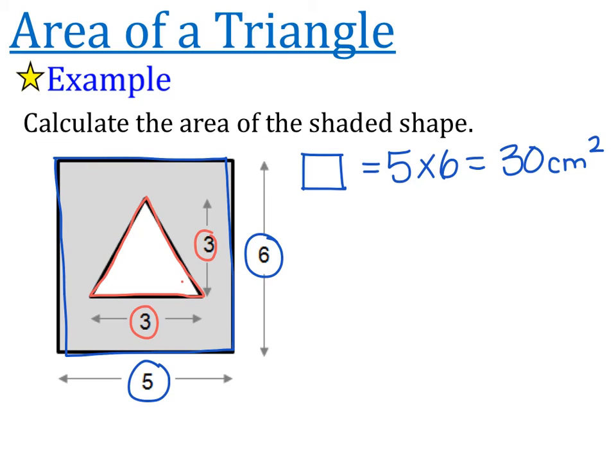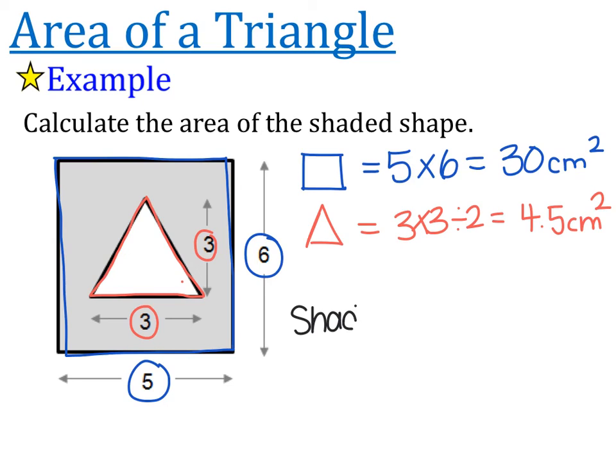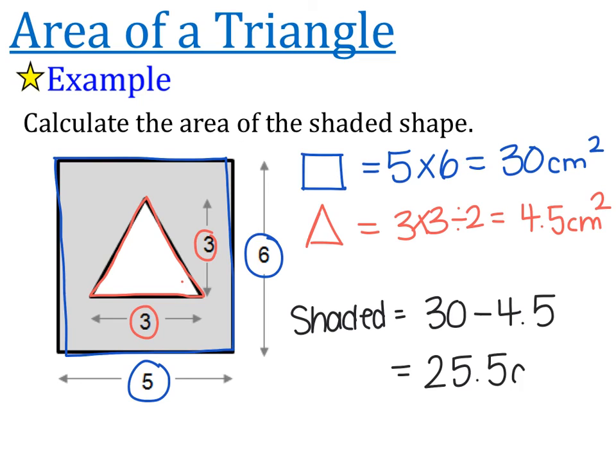And then we've got the triangle. So we've got base times height divided by 2. 3 times 3 is 9. Half of 9 is 4.5. So what we're going to do now is we're going to go ahead and subtract them. So the shaded part is actually 30 minus 4.5. And that gives us 25.5 centimeters squared. All right, and there you go.